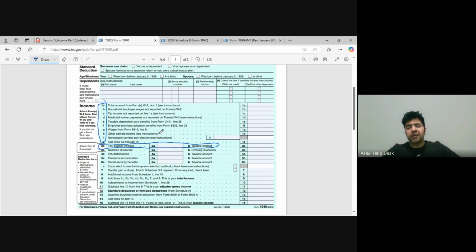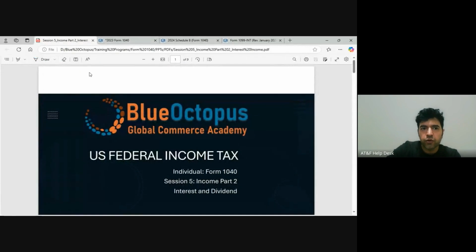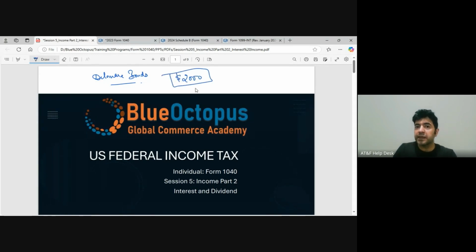One more thing that you need to keep in mind, which is not related to federal but to state: let's say you have invested in Delaware bonds, and you have received interest income of maybe $2,000. So this $2,000 will be exempted from taxes in Delaware and in federal, in the IRS, like this Form 1040.